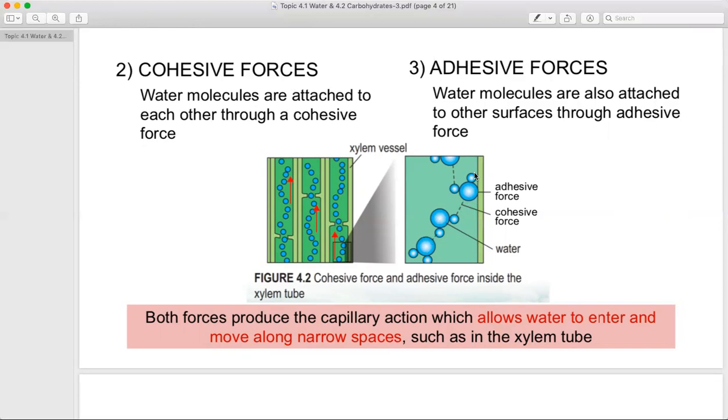So, apa tujuan capillary action adalah untuk allow water to enter and move along a narrow spaces, the narrow spaces here, which is the xylem tube. Okay, maksudnya macam ni. Bayangkan sekarang pokok yang tinggi. Okay, contohnya pokok kelapa. So, macam mana air yang being absorbed dekat root to be transported naik ke atas. So macam mana dia nak naik ke atas adalah dengan bantuan dua jenis daya ni, cohesive force and adhesive force.